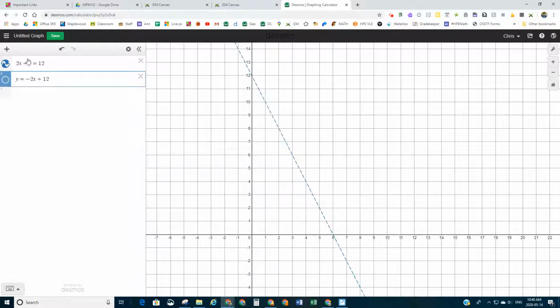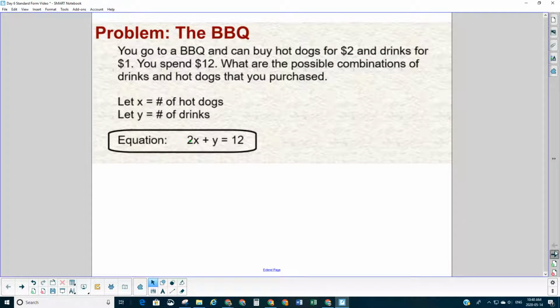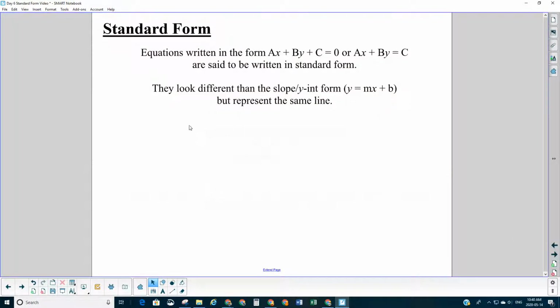So it's really curious that this equation up here represents a straight line, and this equation also represents the same straight line. That means there must be a different version of equations that also describe straight lines, and that's what we're going to look at briefly today. 2x plus y equals 12 is called a line in standard form. So what's standard form? It's just a different version of writing equations for lines, with a number in front of an x plus a number in front of a y plus some constant equals 0, or like the one we see, ax plus by equals a number. These are said to be in standard form.